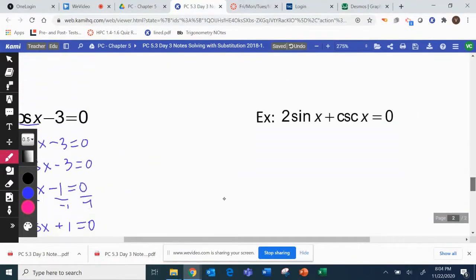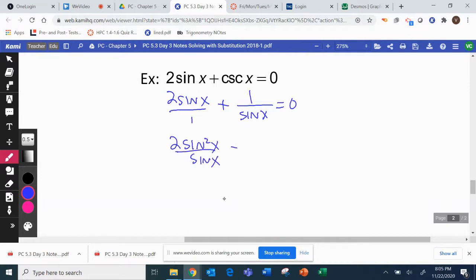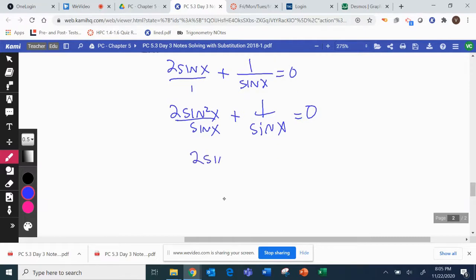All right, the last one. It's got 2 sine x plus cosecant x equals 0. Let's see if I can mess around with this. So you could find a common denominator, and that would be 2 sine squared x over sine x plus 1 over sine x equals 0. So I get 2 sine squared x plus 1 over sine x.